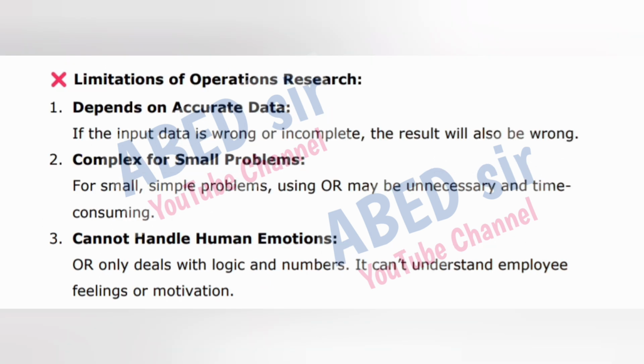Limitations of operations research. 1. Depends on accurate data. If the input data is wrong or incomplete, the result will also be wrong. 2. Complex for small problems. For small, simple problems, using OR may be unnecessary and time-consuming. 3. Cannot handle human emotions. OR only deals with logic and numbers. It can't understand employee feelings or motivation.